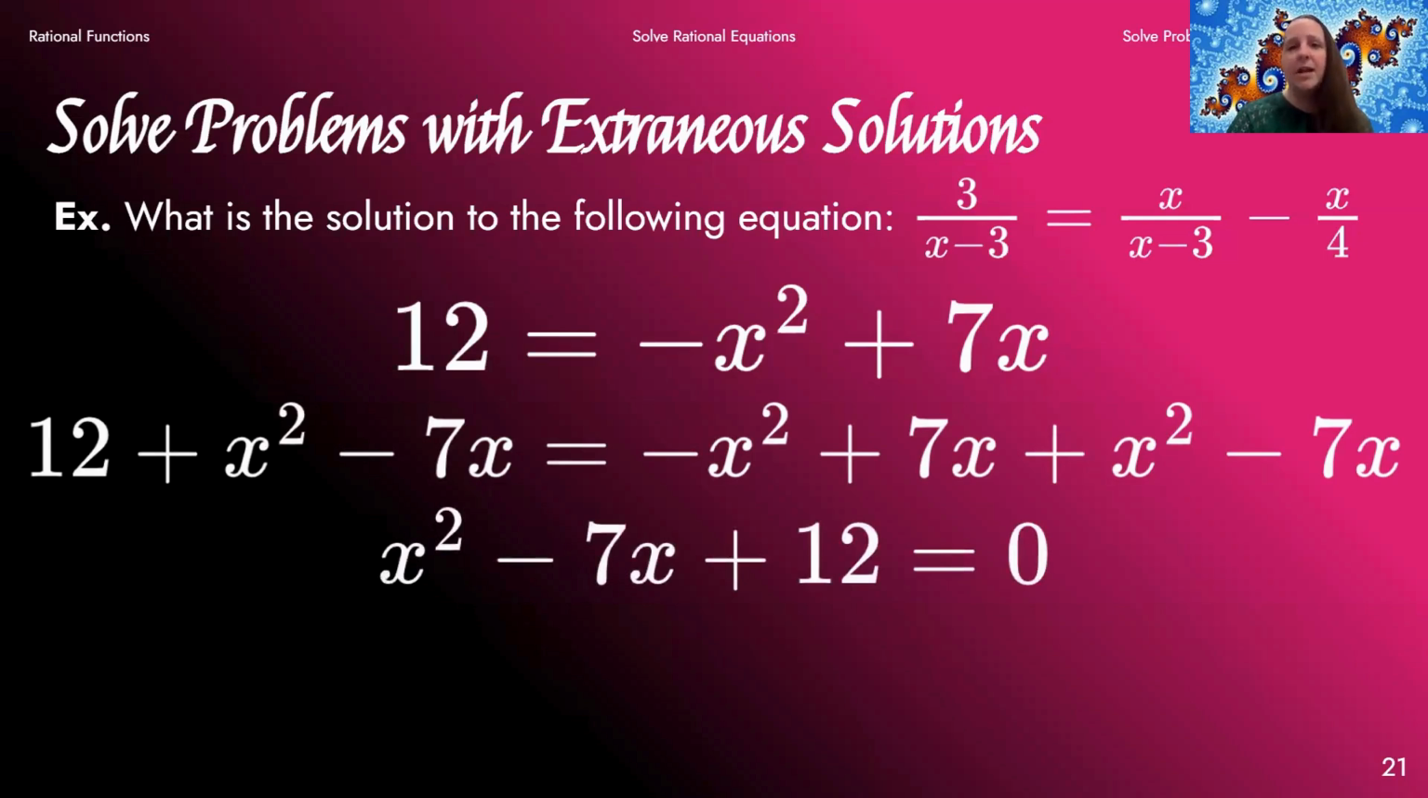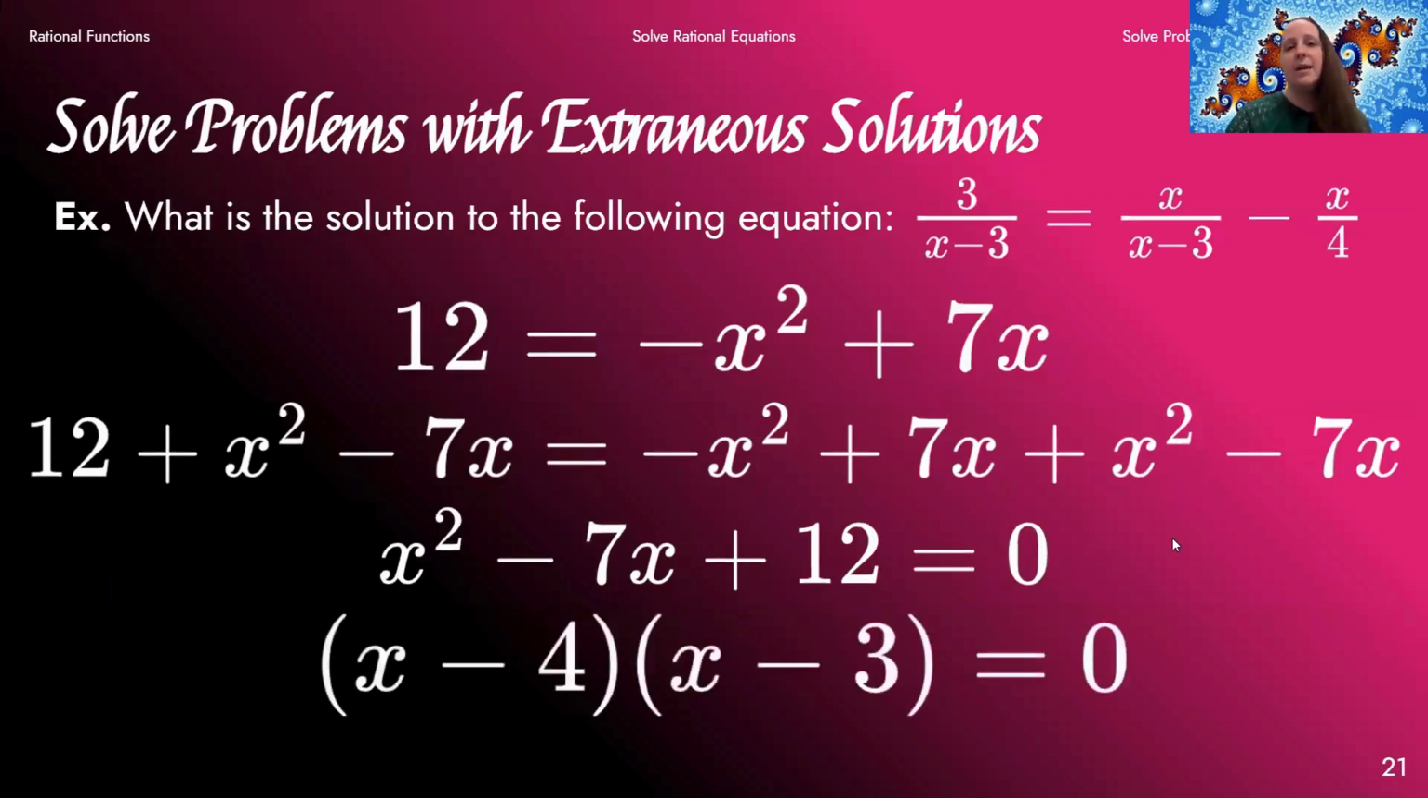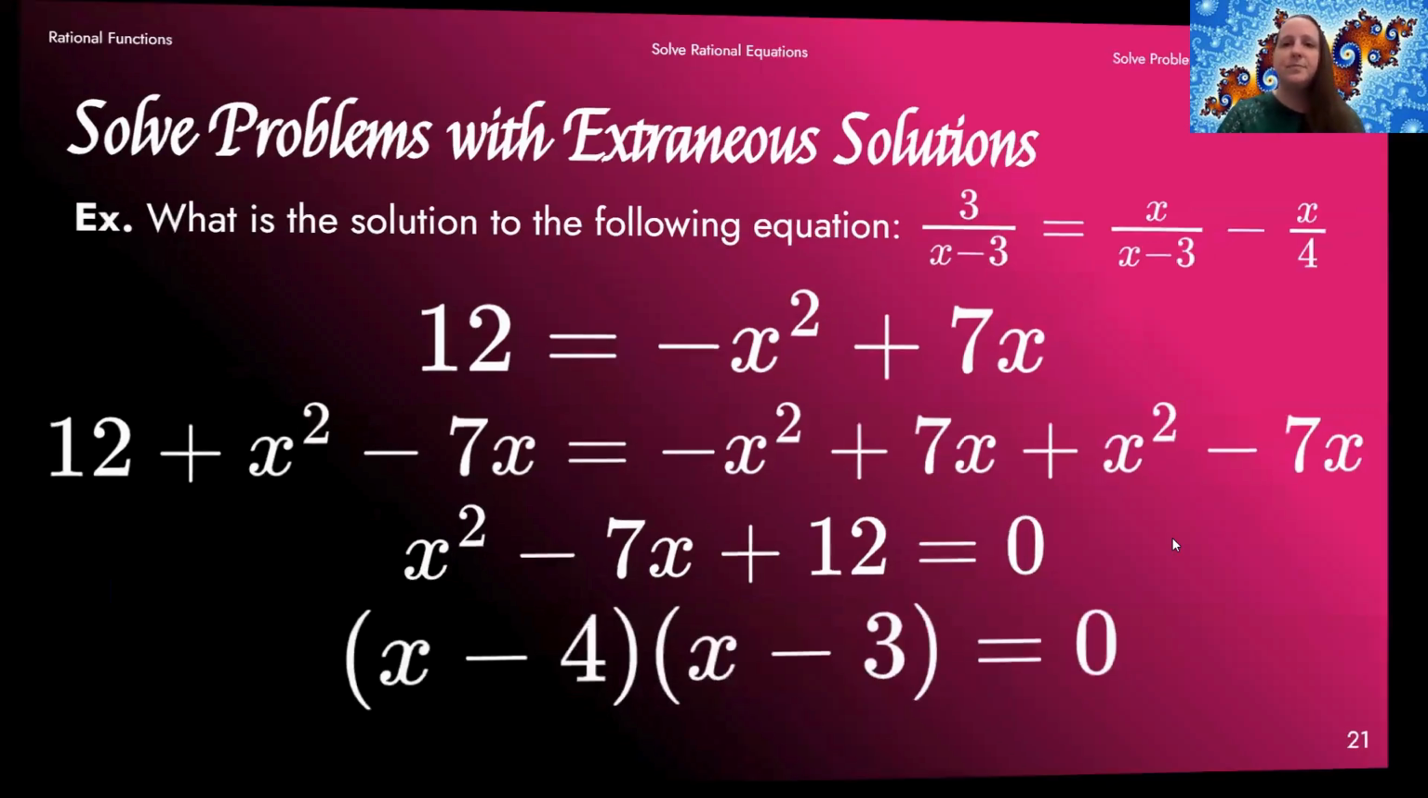I'm going to factor. Again, I'm looking for something that multiplies to get me 12. Right? So I've got 1 and 12 as a possibility, 2 and 6 as a possibility, 3 and 4 as a possibility. Okay. 1 plus 12 would give me 13. 2 plus 6 would give me 8, but 3 plus 4 would give me 7. It's a negative 7, so that means both of my numbers would have to be negative. Okay. So when I factor, I get x minus 4 times x minus 3.